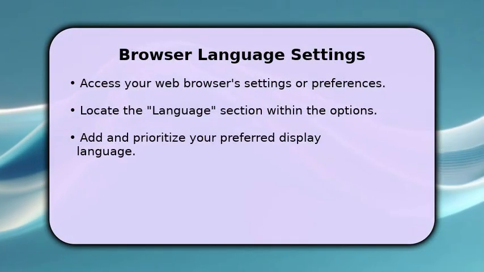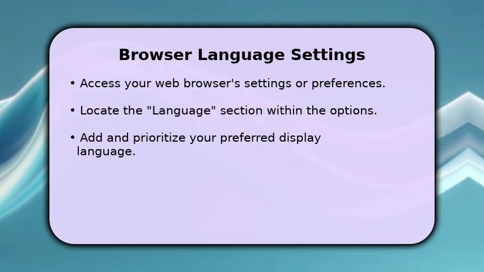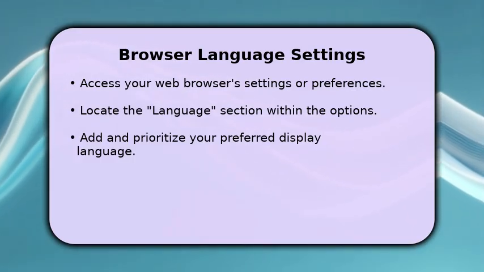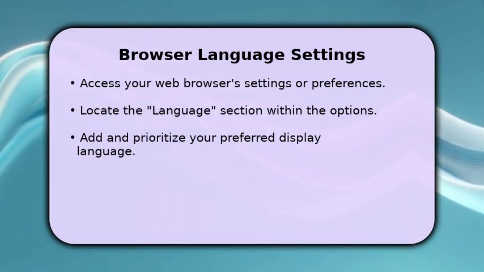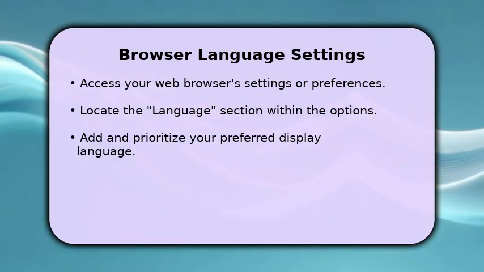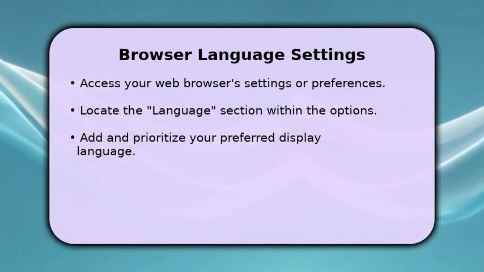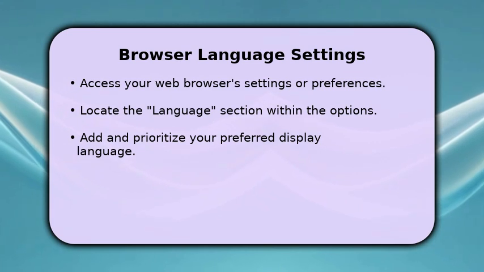Even your web browser has its own language settings, independent of your operating system. To adjust this, open your browser settings or preferences menu. Search for Language or Languages within the options. You can then add new languages and arrange them by preference, ensuring websites display content in your chosen language whenever possible.